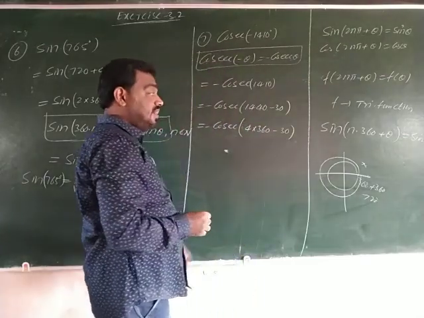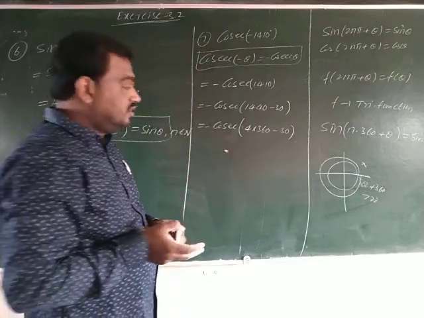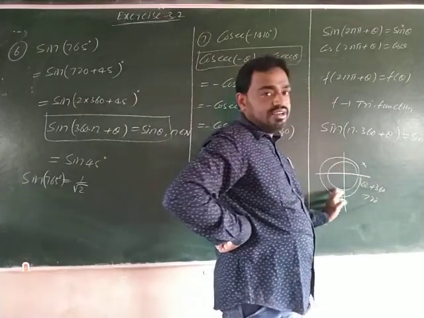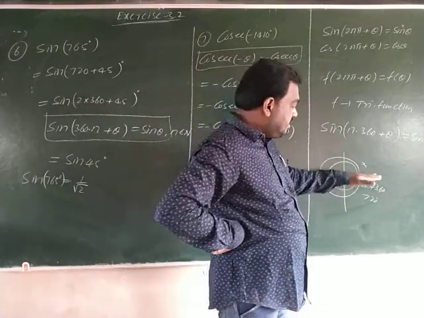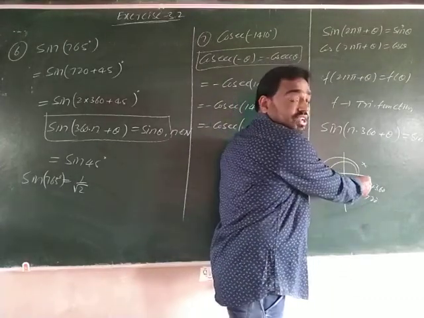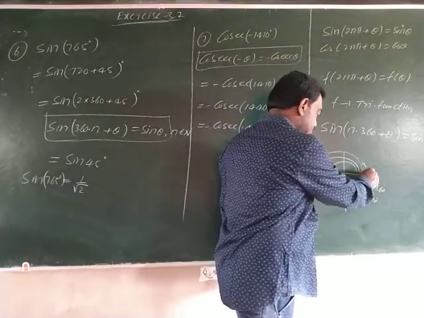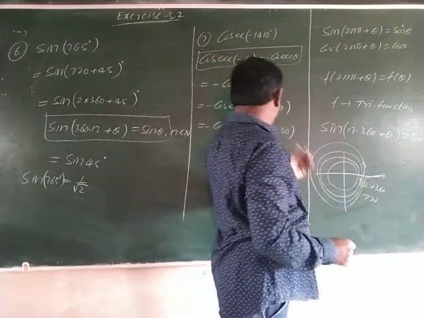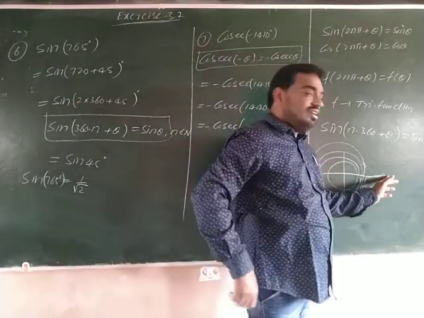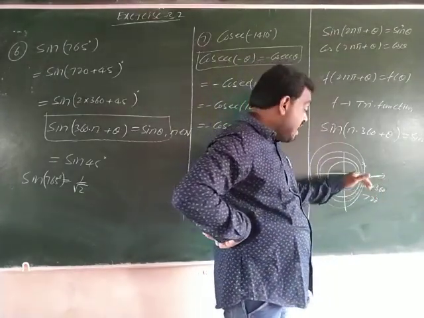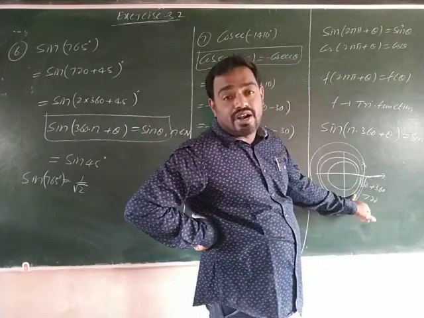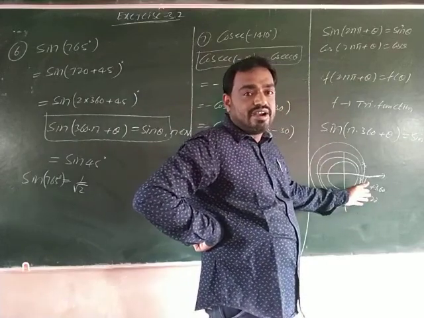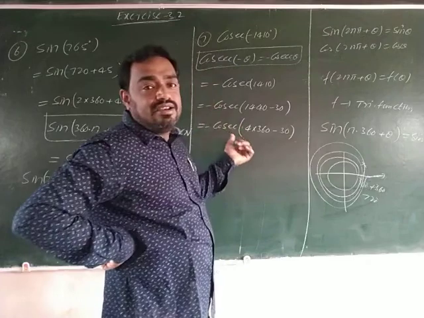Here something is a little different. After finishing one revolution, it gives the same position. Four revolutions are finished here, and after that it lies on the x-axis. That means 1440 lies on the x-axis. Minus means it gives the 4th quadrant: if it is plus, 1st quadrant; if minus, 4th quadrant. In the 4th quadrant, cosec is negative.